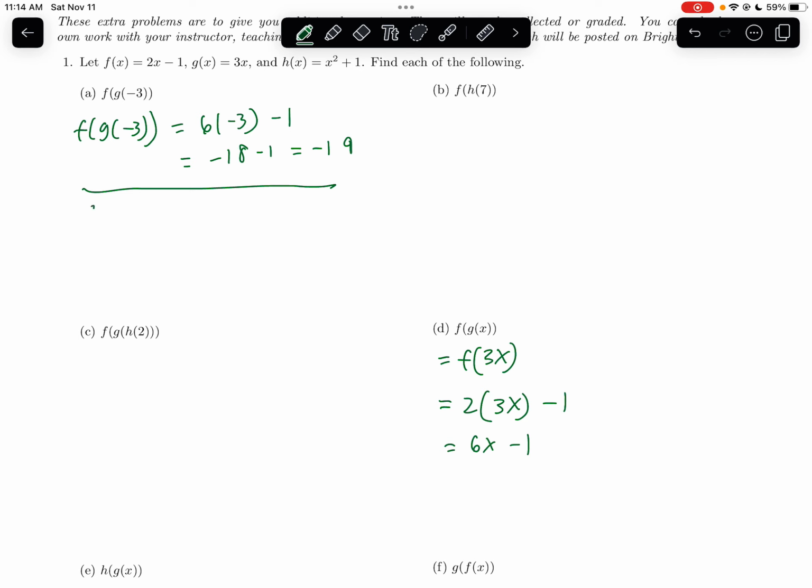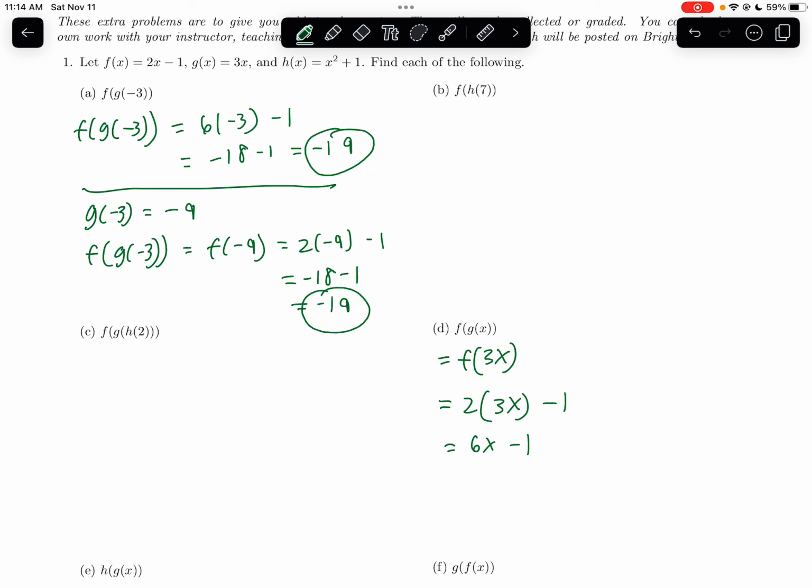The other way that you could do this is kind of like a pointwise sense. You could actually compute what g of -3 is, which is just -9. And then you can put that value into the formula for f directly. So f of g of -3, well, g of -3 is -9. So it's f of -9, which is 2 times -9 minus 1, which is -18 minus 1, which is -19. So you get the same answer.